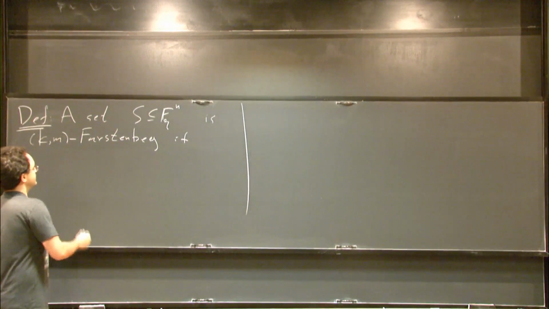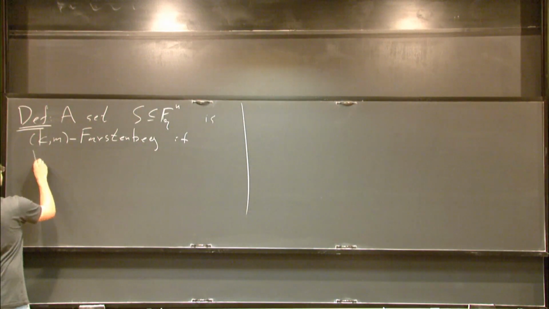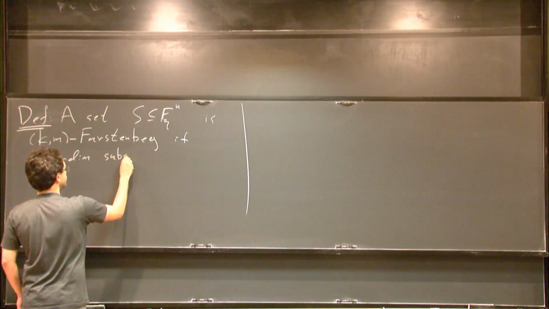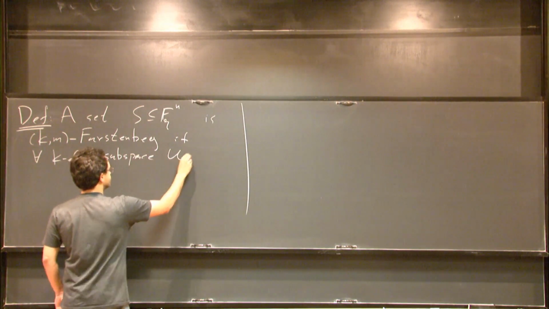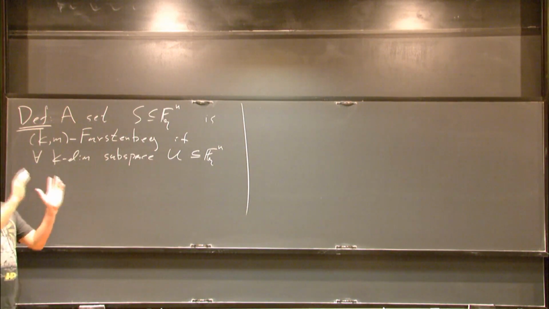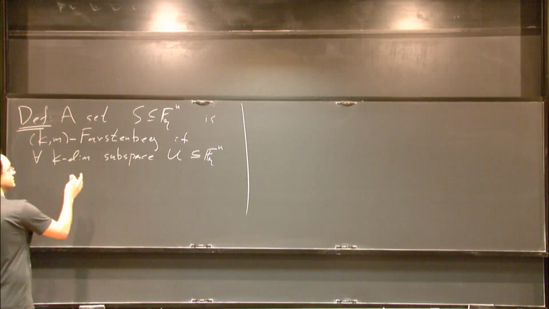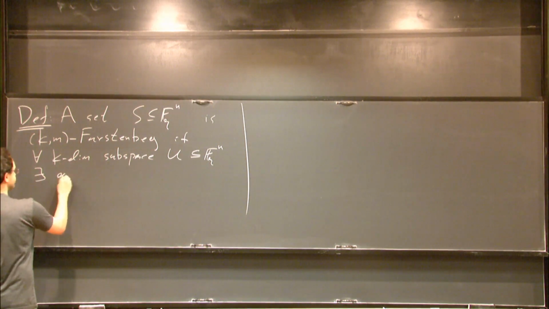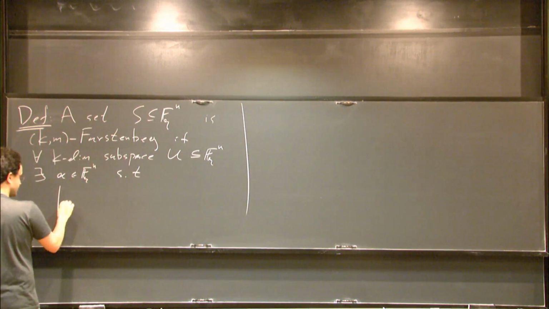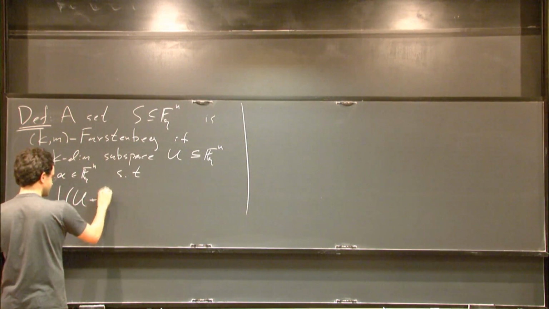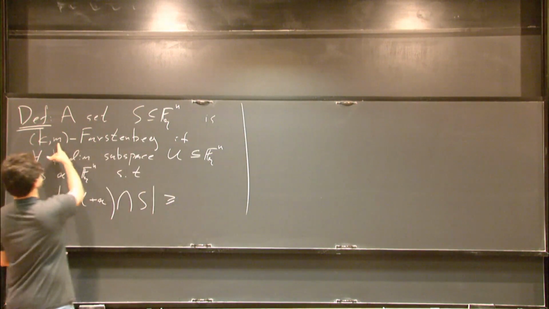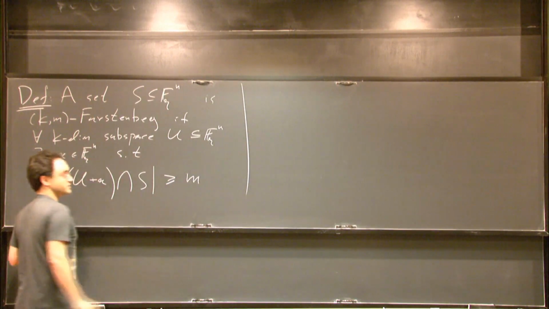if for all k-dimensional subspaces, say U in F_q^n, you can take this subspace and shift it so that it has large intersection with your set. So there exists some shift A such that if you take U and shift it by A, it intersects S in at least m points. That's the one parameter, m.